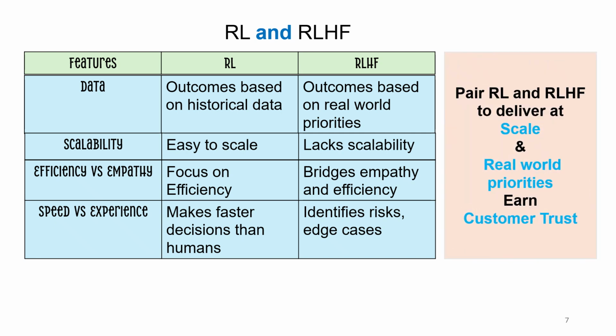If the AI agent or the application you are developing needs empathy, real-world situations and context, then implement RLHF, otherwise use RL. Pair speed, situation context and empathy, policies of RL and RLHF to deliver at scale with real-world priorities to earn customer trust. Now let us have a quick recap in this slide.